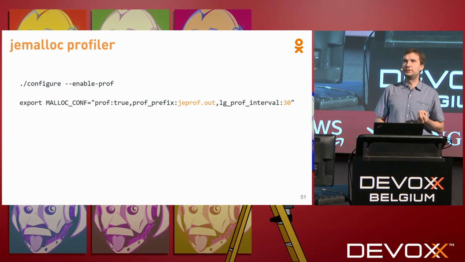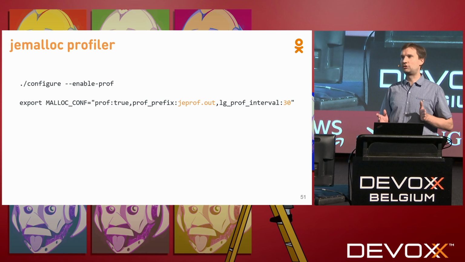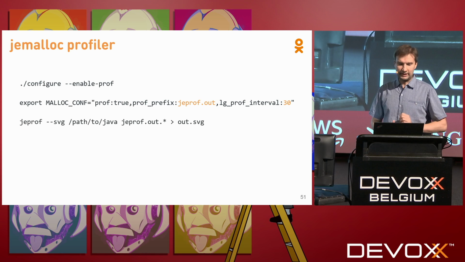But in order to use it, we need to compile jemalloc with a special option, enable-prof, and then we can set another environment variable to turn on malloc profiling. Here I set the output file name and the profiling interval. 30 means that every 2 to the power of 30 allocated bytes will be sampled. And finally, there is a command to visualize the collected profile, but it's better to see this in action.